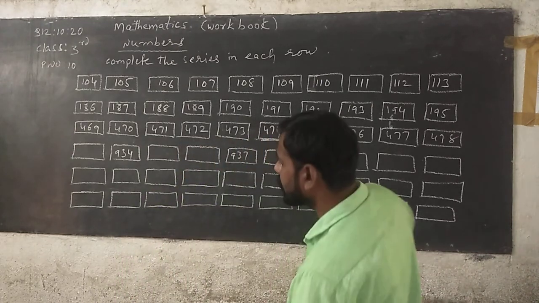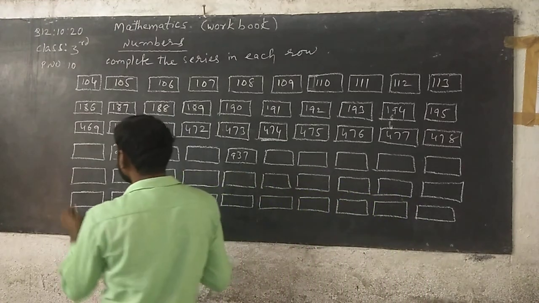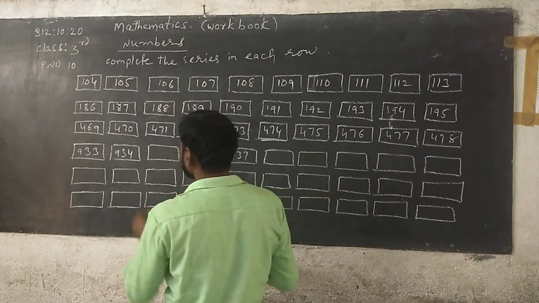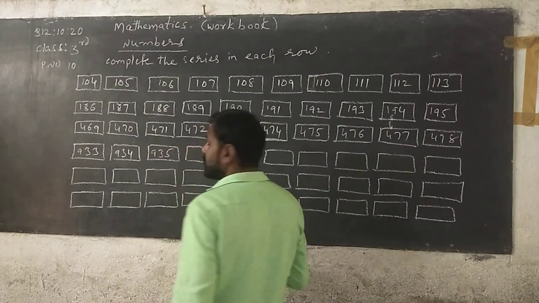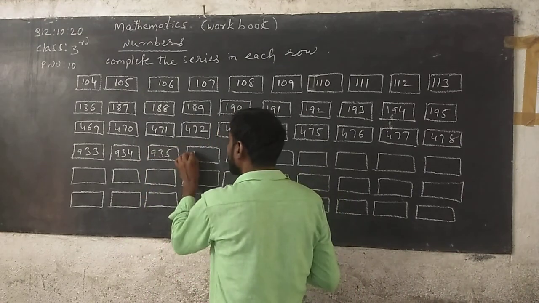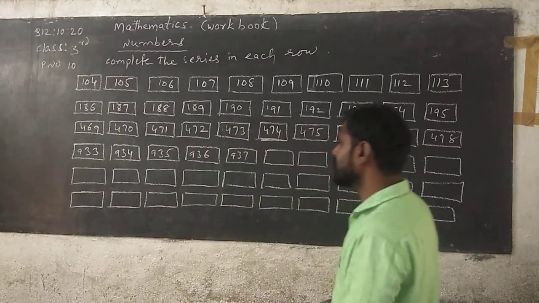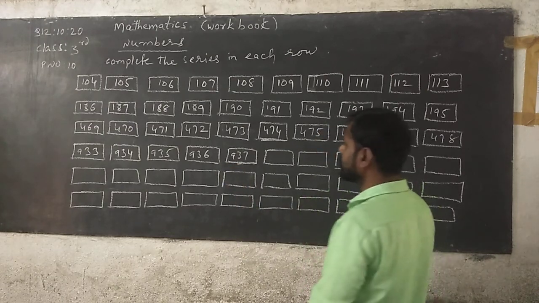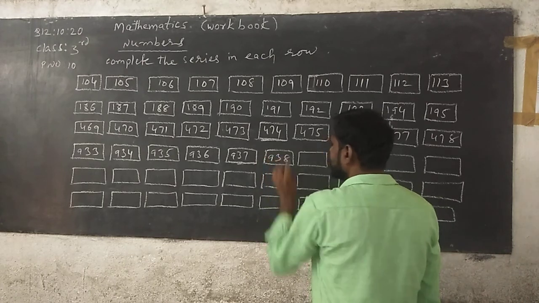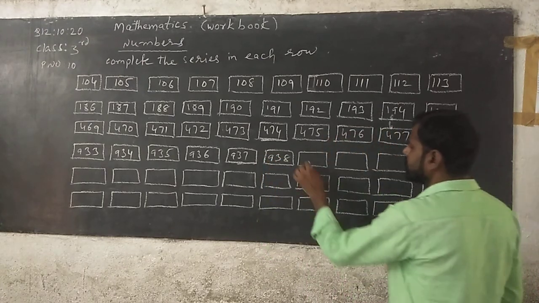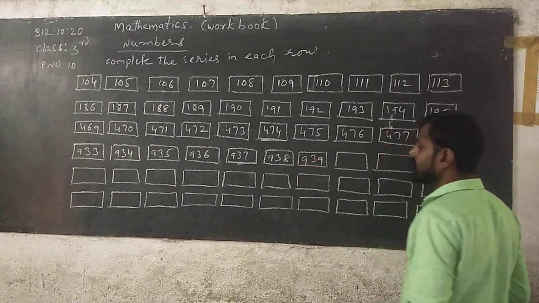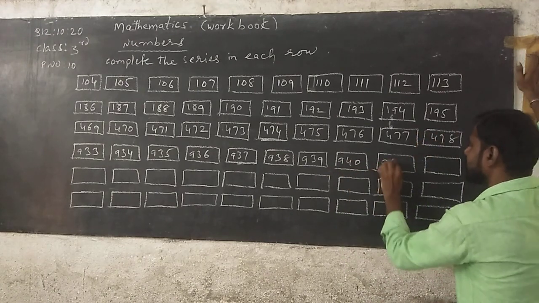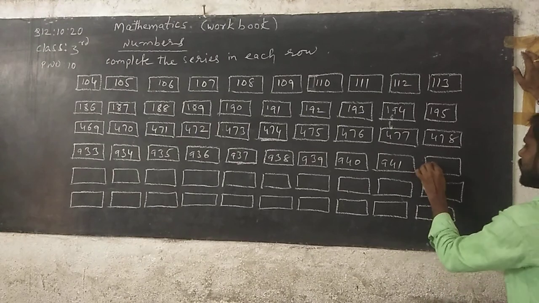See here. 934 before number is 933. So 934 after 935. 935 after 936. 936 after 937, already given. Next 937 after 938. 938 after 939. 939 after 940. 940 after 941. 941 after 942.